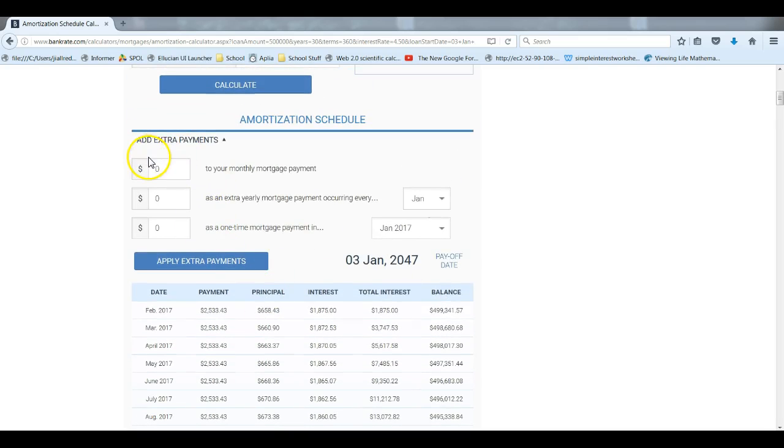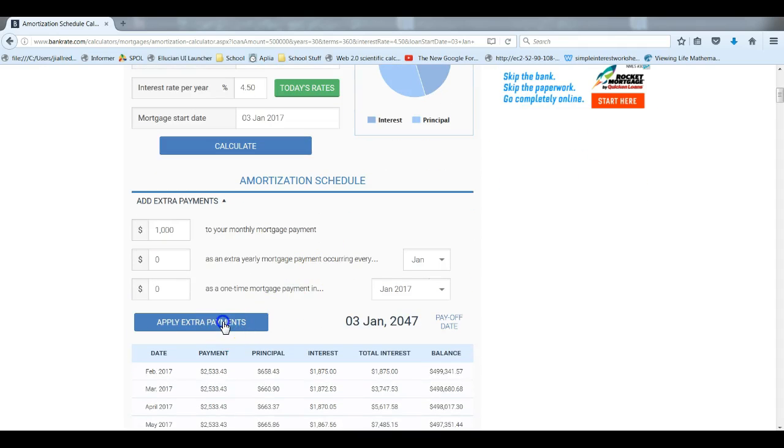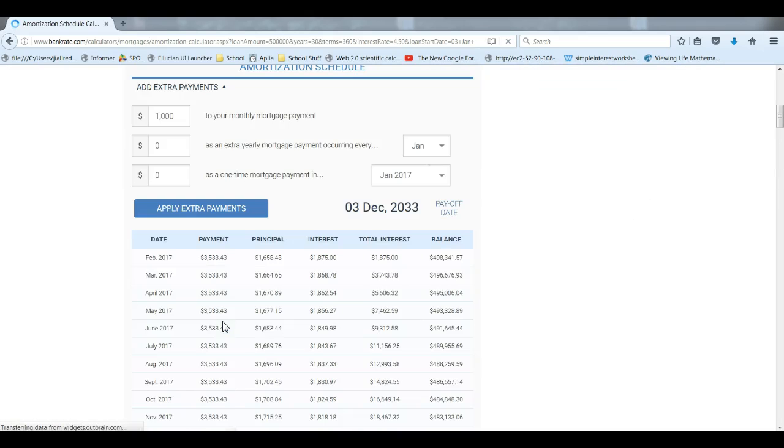One thing you will have to work with up here is the add extra payment. Three options here. You could pay a little bit extra every month. That would help you pay off your loan quicker. You can pay something every year, or you might get like a settlement or inheritance and you might make a one-time payment. But if you change anything here, like if you were to pay an extra $1,000 every month on top of the $2,500 that you're already paying, you could hit apply extra payment and you would see what that does to your loan.